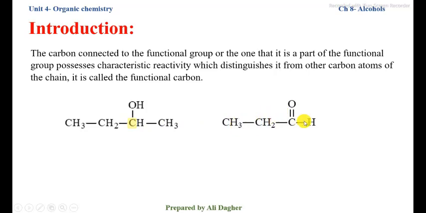In this organic compound, which is an aldehyde, this carbon is a part of the functional group, which is the carbonyl group. Then this is the functional carbon. Then the functional carbon could be the carbon atom that holds the functional group, or the carbon atom that is part of the functional group.